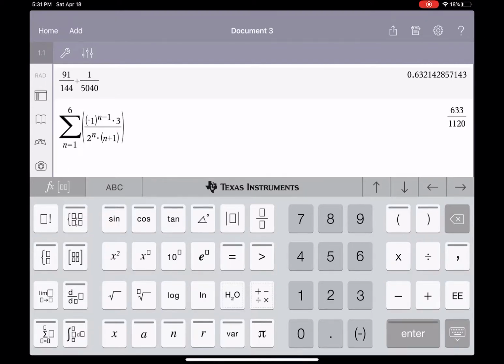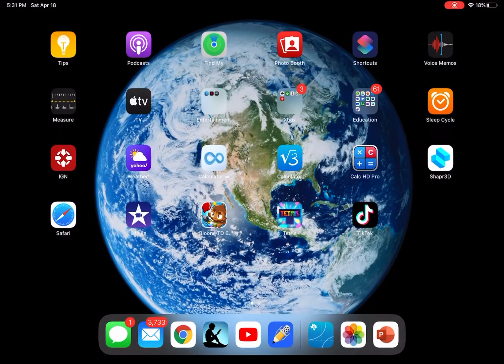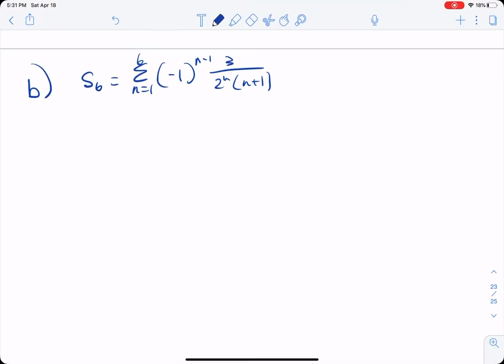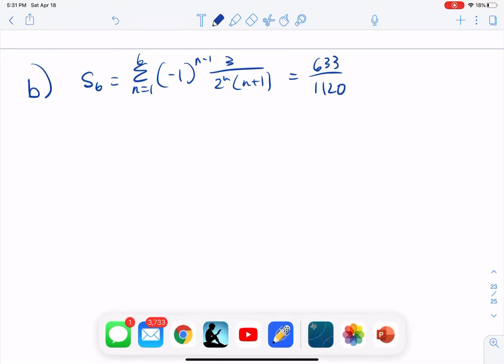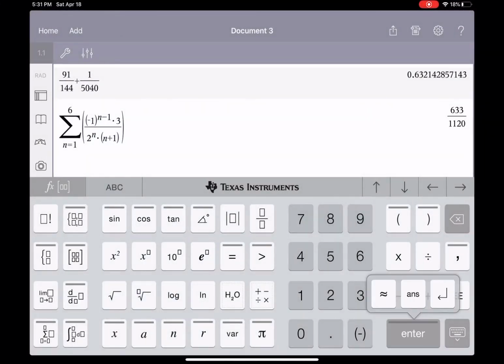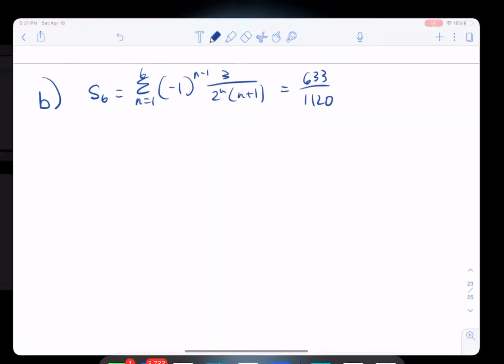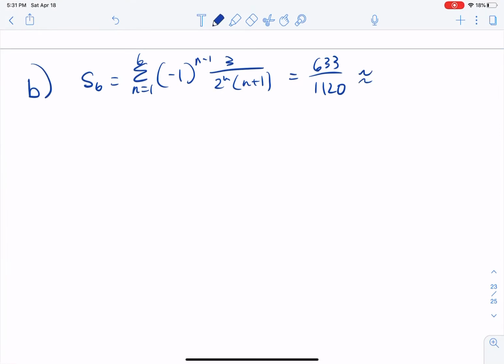633 over 1120. 633 over 1120. If you don't like that, do you want a decimal approximation? Okay, I can accommodate that. There you go. It's about 0.565-ish. Okay, a little over a half.